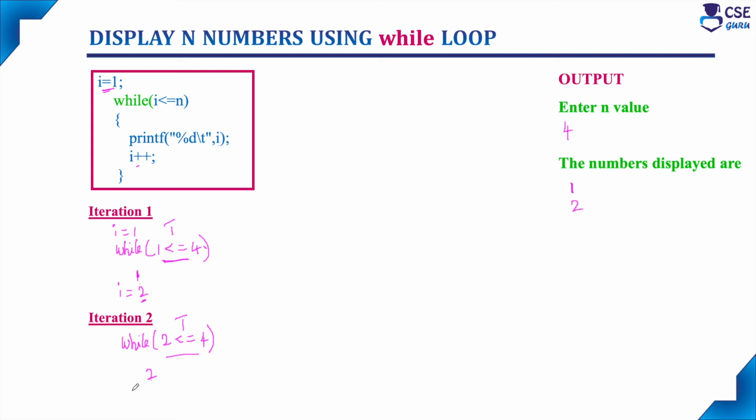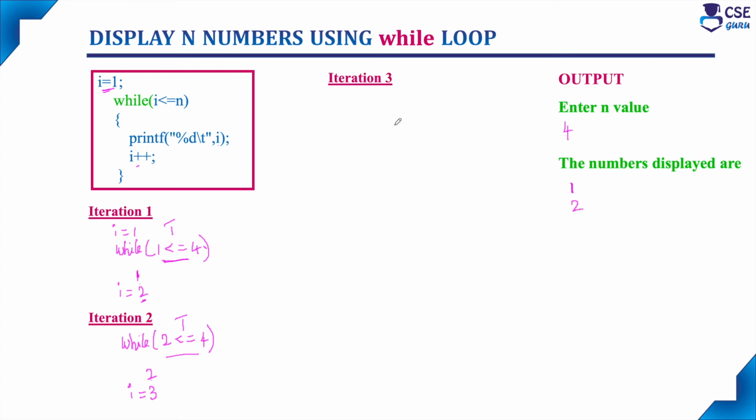This value will be printed on the output screen. And then I gets updated, that is, incremented by 1. Previously the I value was 2. Now, since it gets incremented, the I value will be 3. So the second iteration is over. At the end of the second iteration, the value 2 will be printed on the output screen.